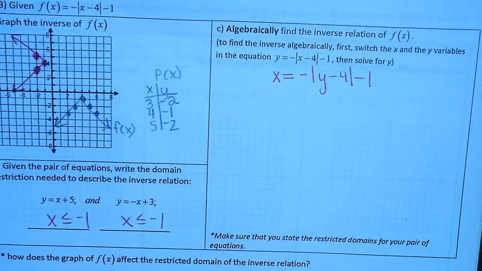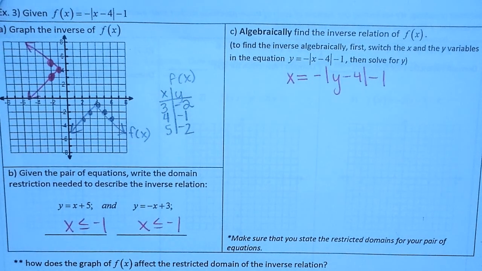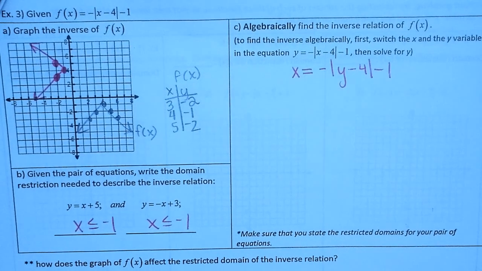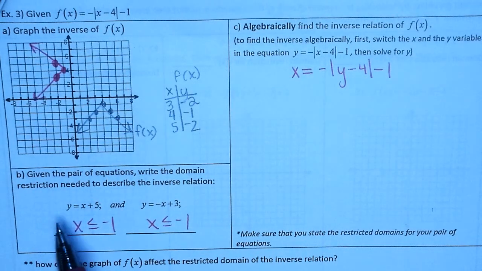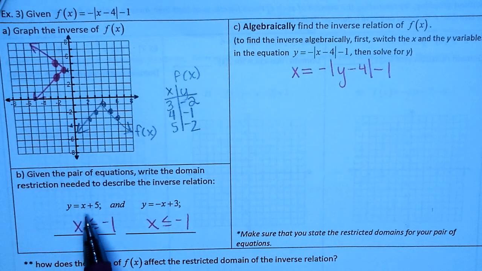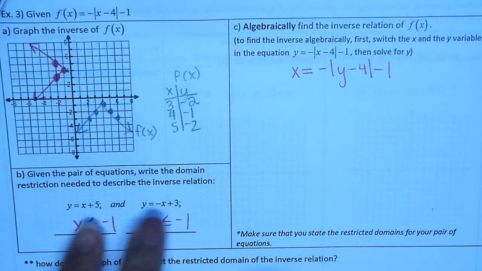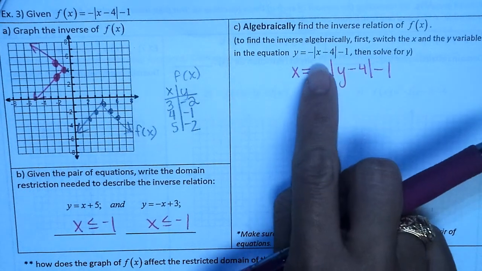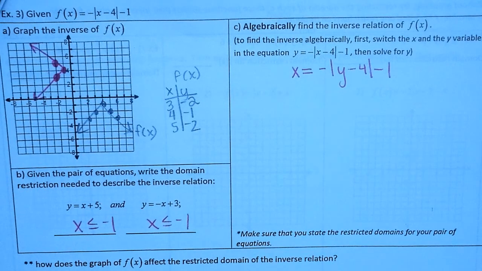So start with that. Now I'm teaching you how to find the inverse algebraically. We already know the answer. The answer is y equals x plus 5, y equals negative x plus 3. But here's how you get that without having to graph it. Switch the x and the y variable.